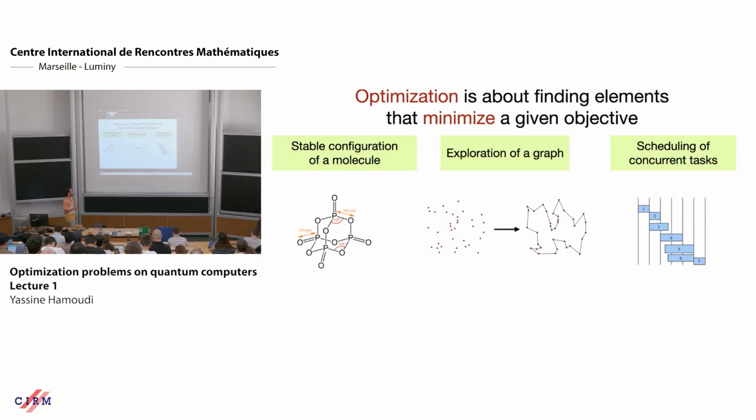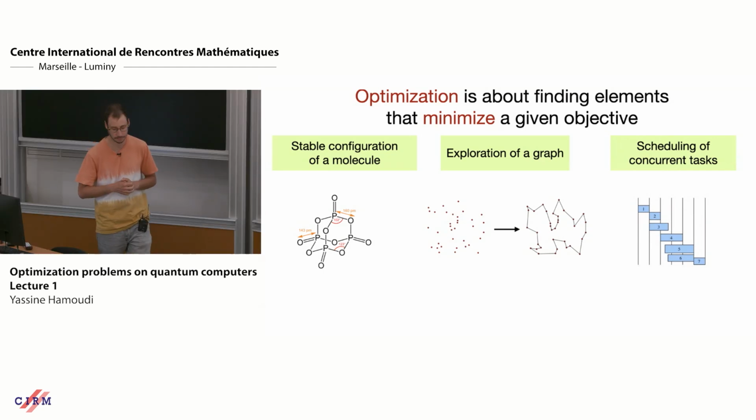A third example is about scheduling. Let's say you have a bunch of tasks that you want to execute on a machine. However, there is some priority, so some tasks cannot be executed before you have executed other tasks, and there is some delay and so on and so forth. So what would be the optimal amount of time that you need in order to execute all the tasks? Again, that is an optimization problem, which is very important in industry, for instance.